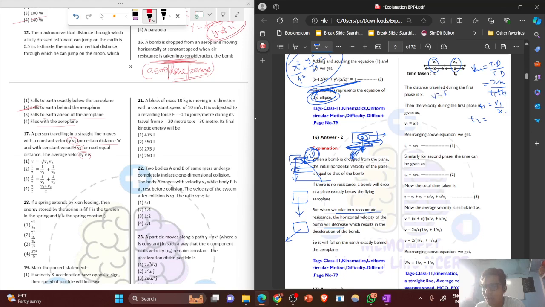Sorry, velocity equals distance by time. So the time equals distance by velocity. Yeah, and t2 equals distance by v2. Put t1 and t2 here, cancel x. It will come out to be your v, like what it is asking. It is asking for the average velocity now.